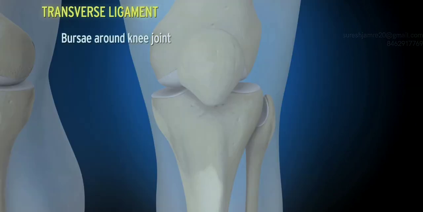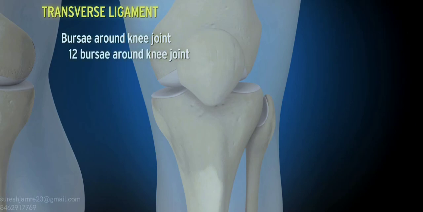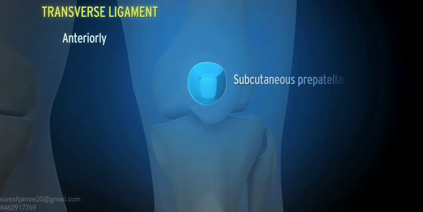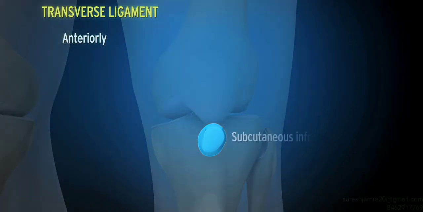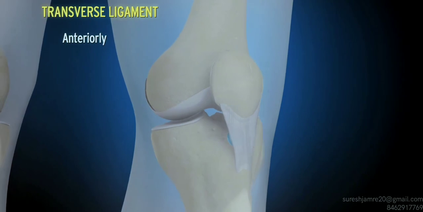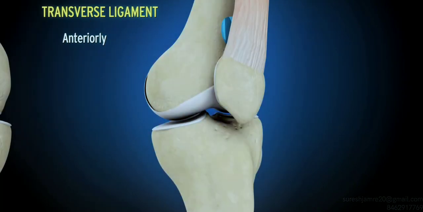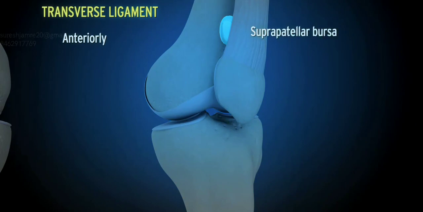Bursae around knee joint. There are about 12 bursae around knee joint. Anteriorly: subcutaneous prepatellar bursa, subcutaneous infrapatellar bursa, deep infrapatellar bursa, suprapatellar bursa.